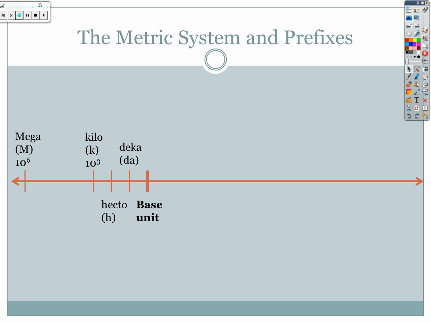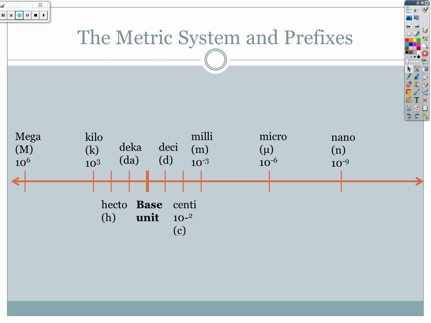On the smaller end, you have deci, centi, which is 10 to the negative 2, milli, which is 10 to the negative 3, micro, which is 10 to the negative 6, and that unit right here is micro. It looks like a U with a tail or an M with a tail. It kind of depends on how you draw your M's. Or nano, 10 to the negative 9th, or pico, 10 to the negative 12th.